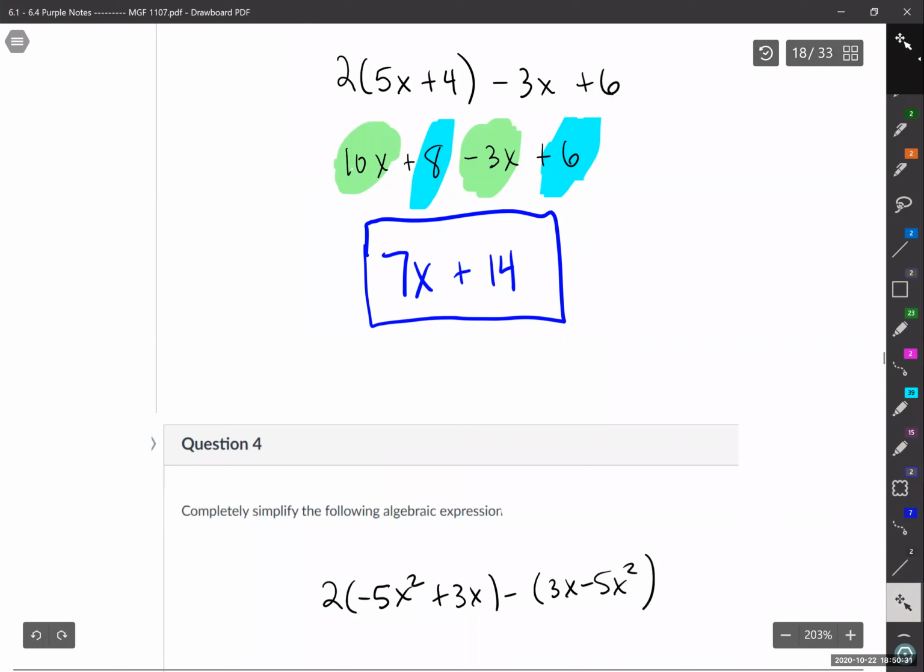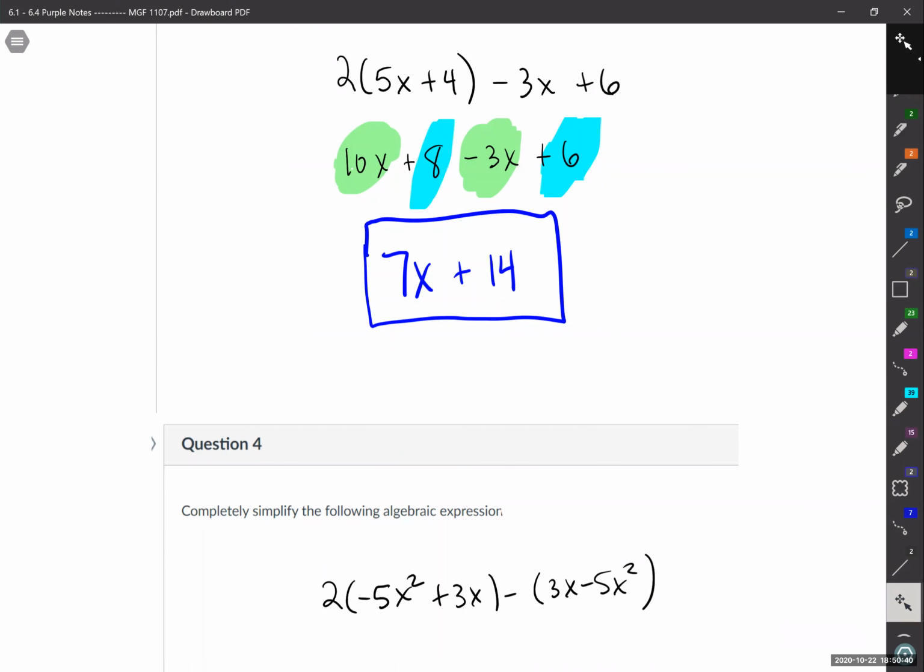Now we've got a bit more practice like this. For our next one, I'll let you guys take some time to attempt it. Remember, you want to distribute everything first before you start combining. So everything should be written in a line before you start combining like terms.